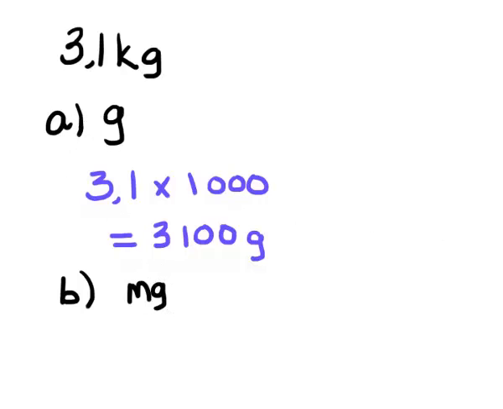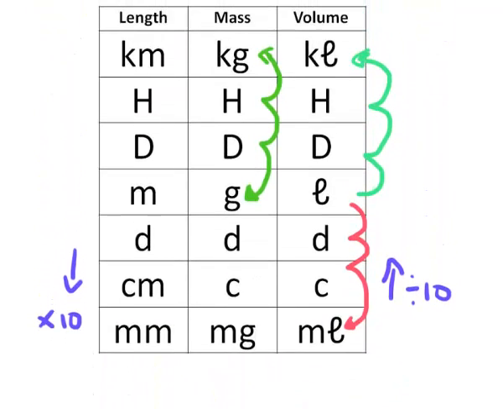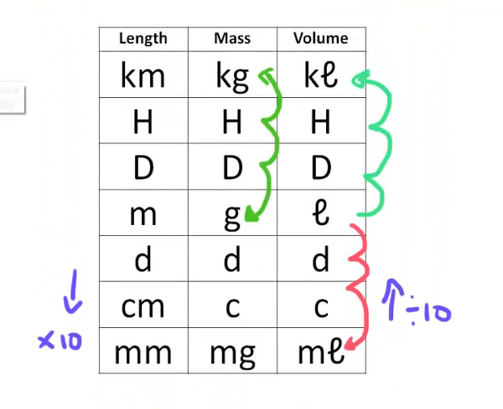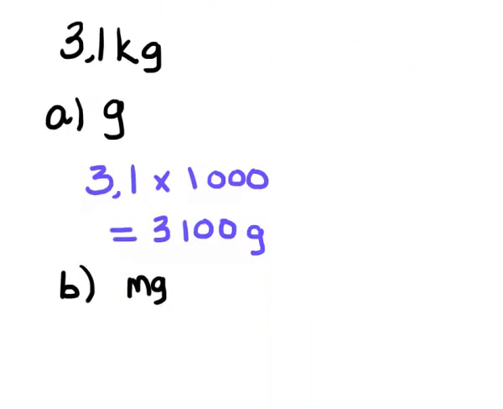Okay, so now from kilograms to milligrams, we've got to go from the top and we've got to go all the way down to milligrams. So let's count. 1, 2, 3, 4, 5, 6, which means we have to multiply by 10 6 times, which gives us 1 million. So that's going to be quite a lot.